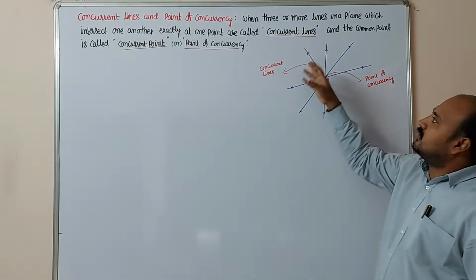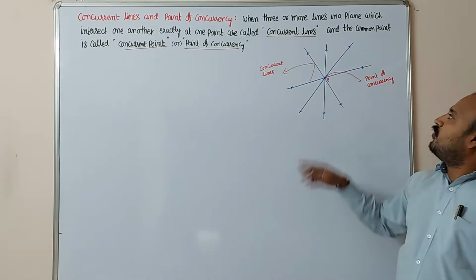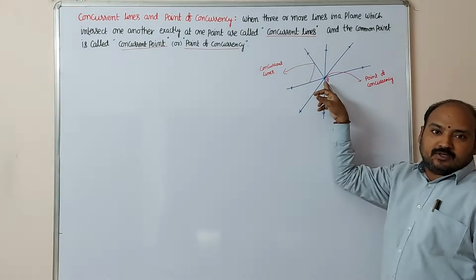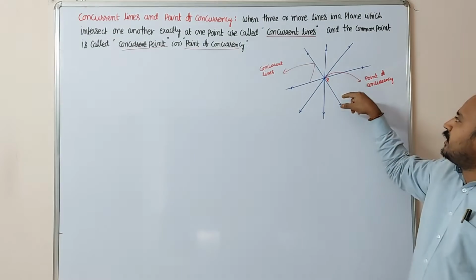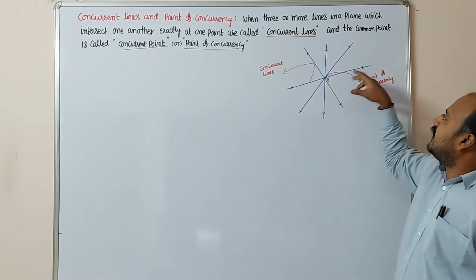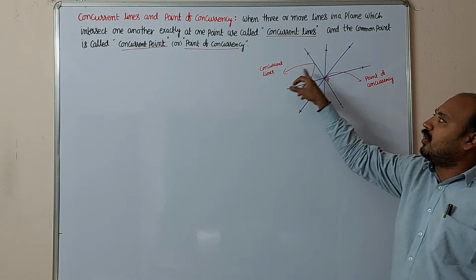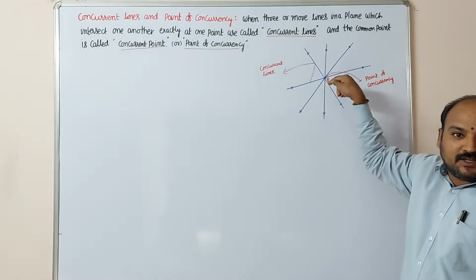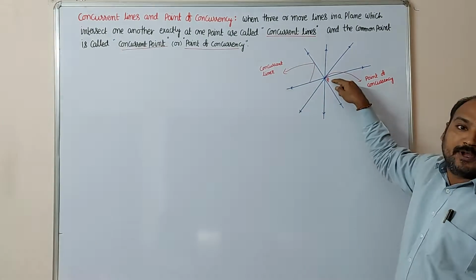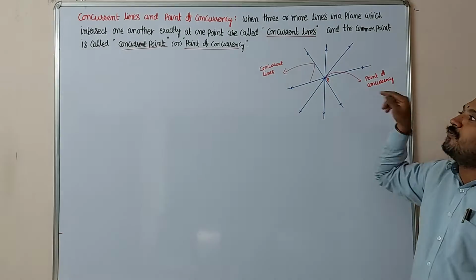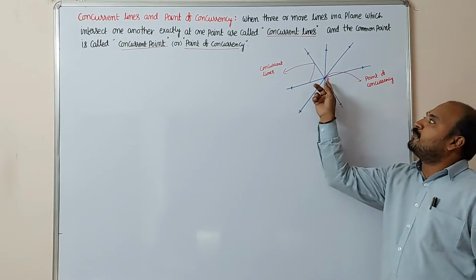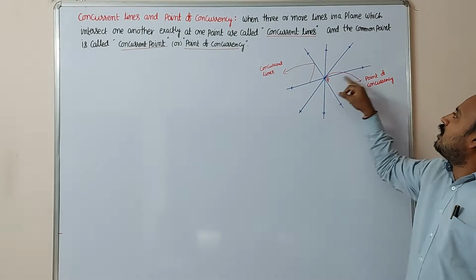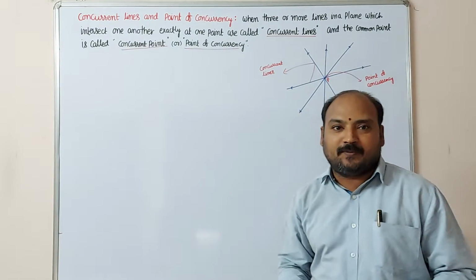See here, these are three or more lines which are intersecting one another at one point. Here the one point is P, at which they are intersecting. Then these lines are called concurrent lines, and the common point P for all the lines intersecting at this point is called the concurrent point or point of concurrency. So the lines intersect at one and only one point, and this point is called the point of concurrency or concurrent point.